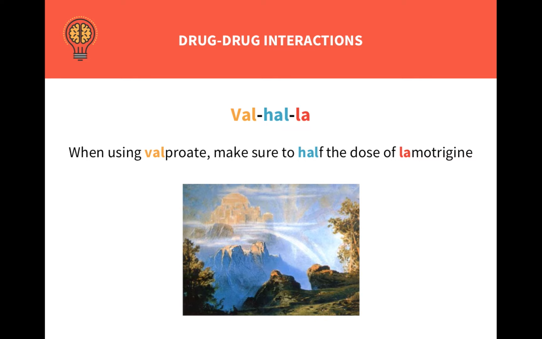Given that the major side effect of lamotrigine, Stevens-Johnson syndrome, is directly related to the dose and frequency of lamotrigine, this actually becomes crucially important. To avoid an unnecessary increase in the risk of Stevens-Johnson syndrome, make sure to use half the dose of lamotrigine you normally would, and consider titrating the dose half as fast.